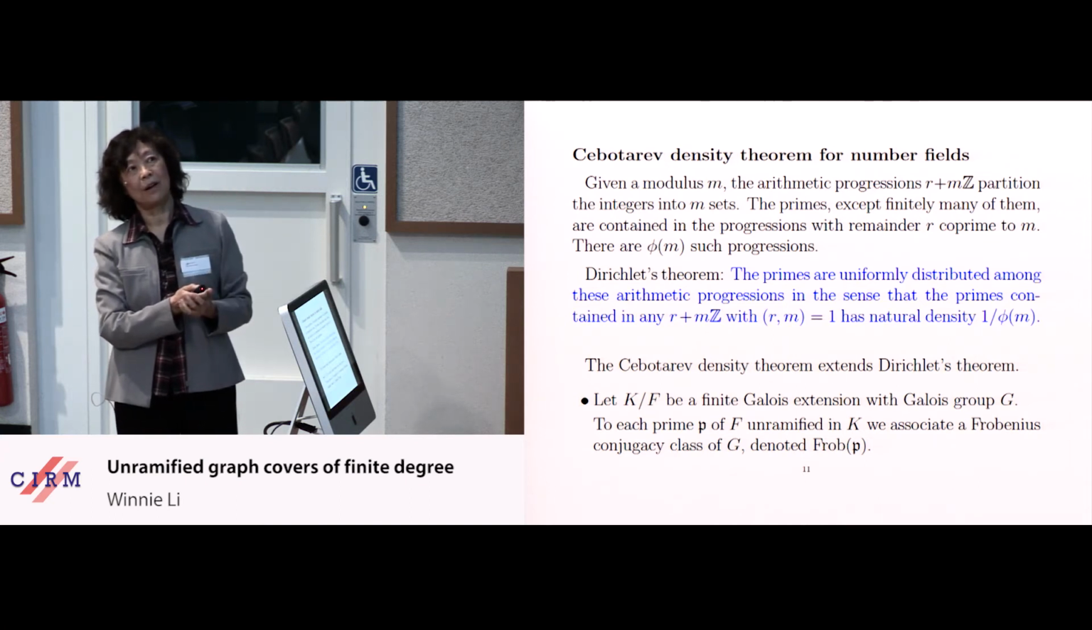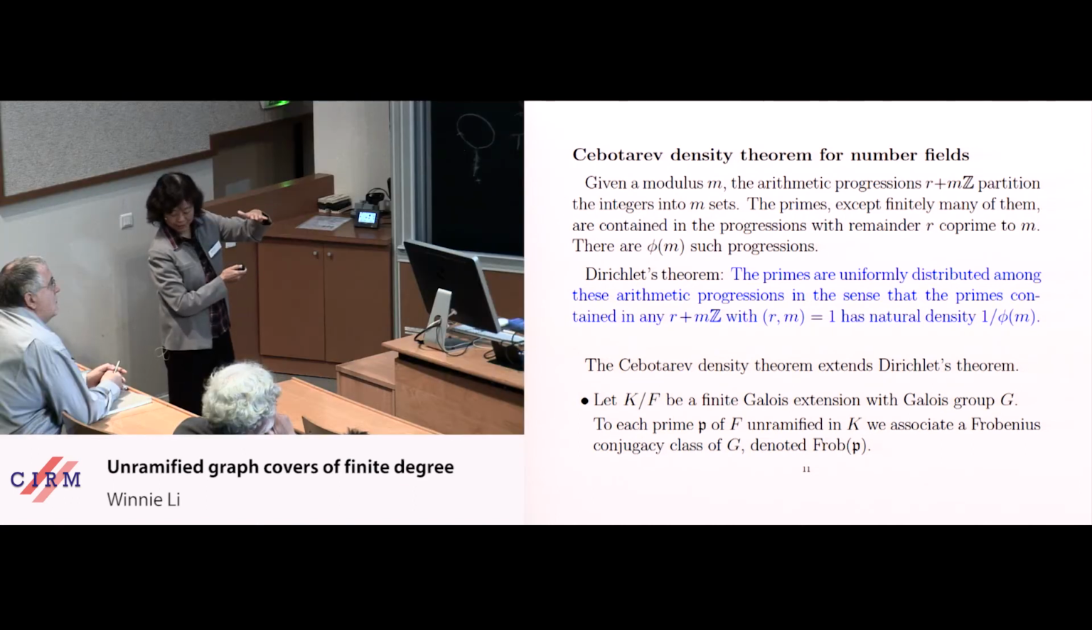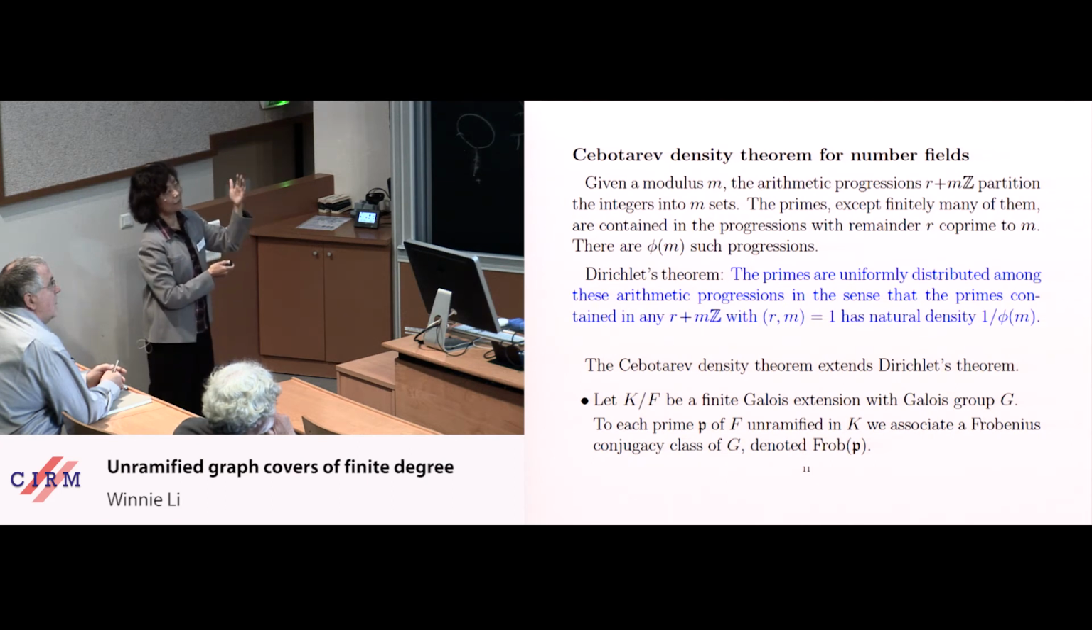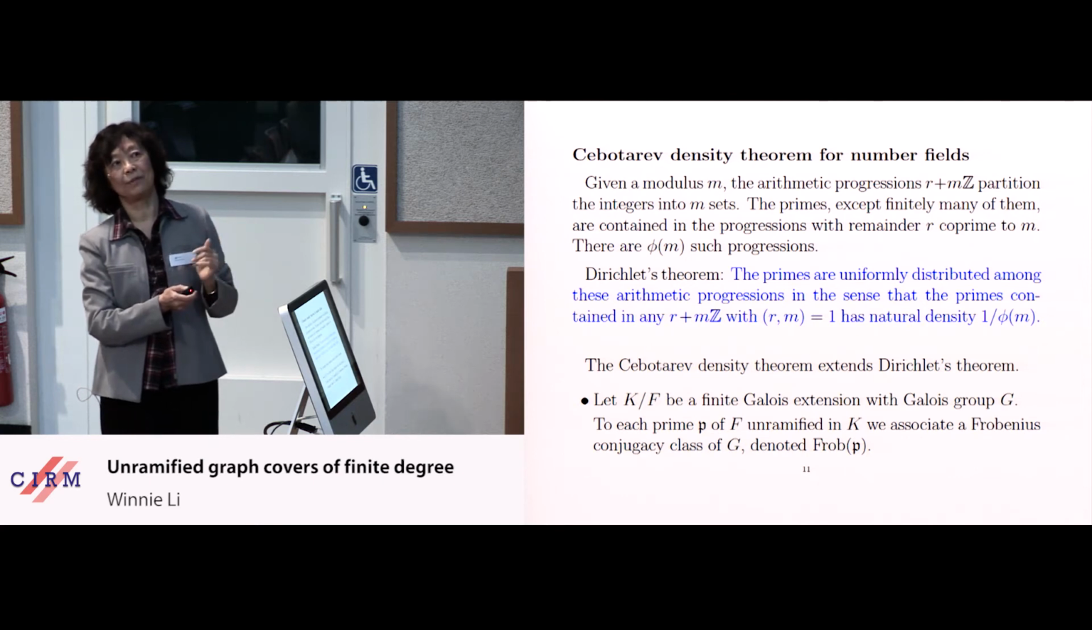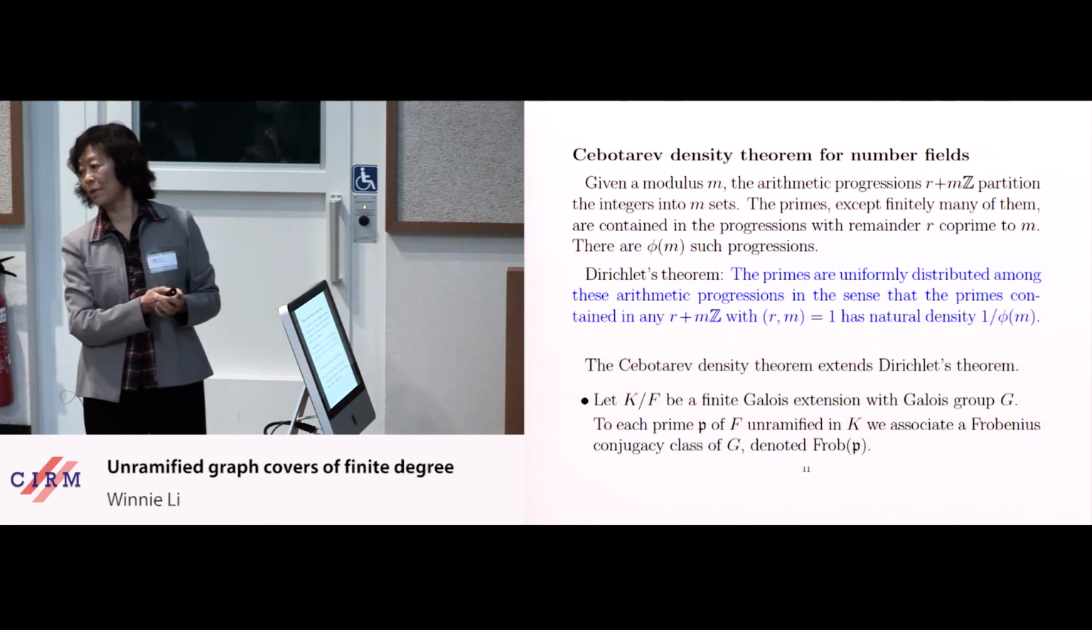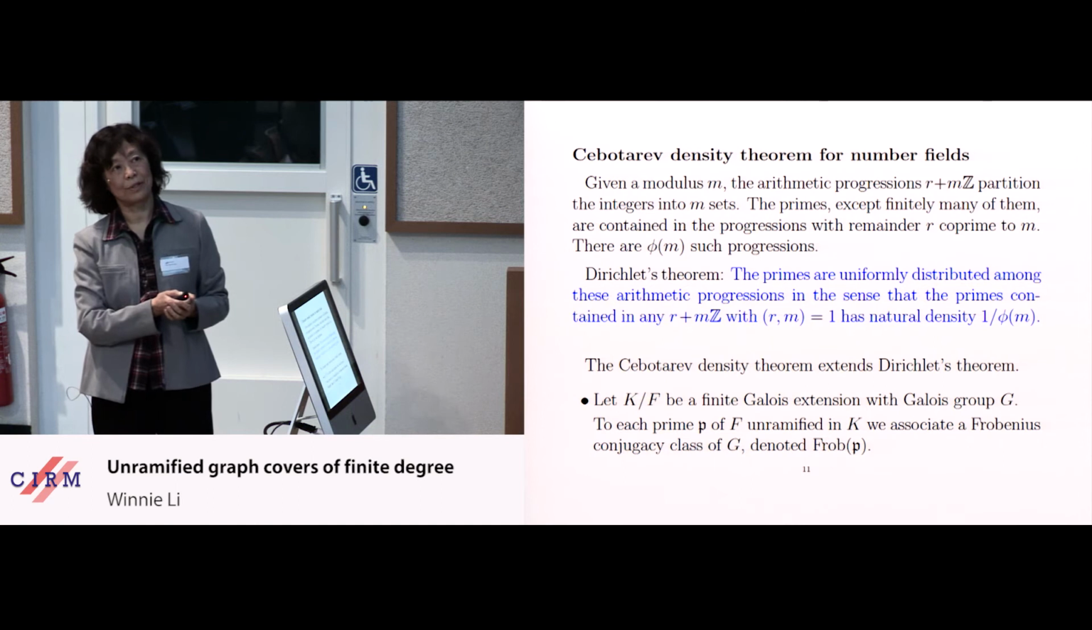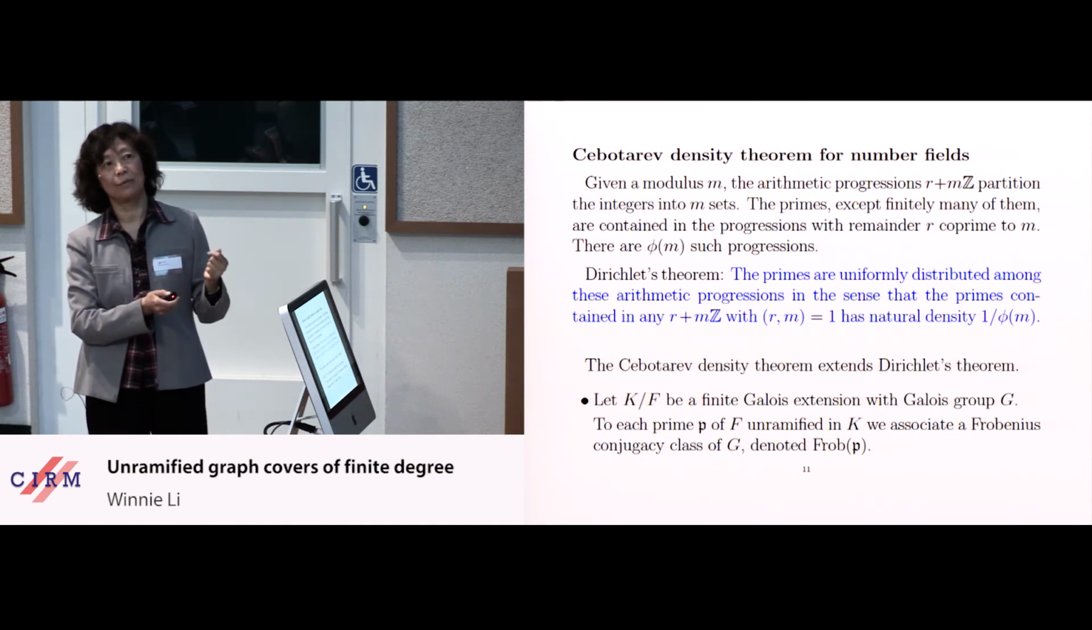If r and m are not coprime, then in that arithmetic progression you can find at most one prime, so we ignore those. So we look at the remaining ones with residue coprime to m, and there are phi(m) such arithmetic progressions. Then the primes, except for finitely many of them, will fall in these phi(m) arithmetic progressions. And Dirichlet's theorem says that the primes are uniformly distributed among these arithmetic progressions, in the sense that in each arithmetic progression, the primes contained there have natural density 1 over phi(m).